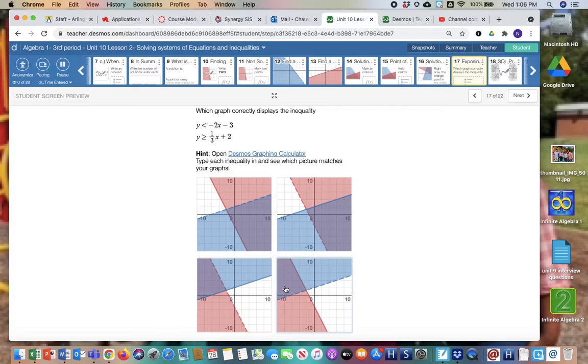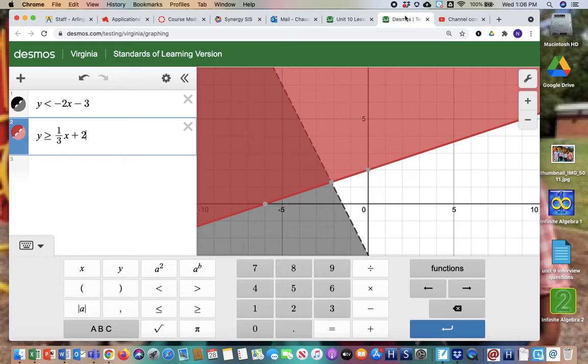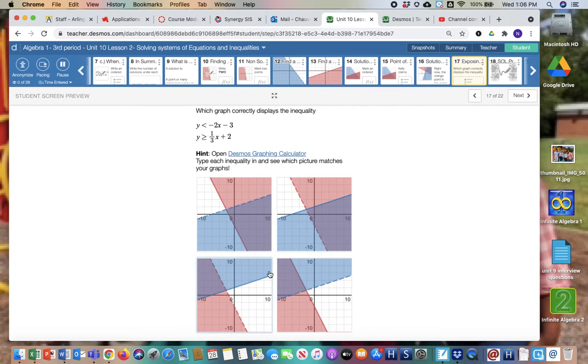Now, I like my bottom two scenarios. Let's make sure the dotted lines match up. So we need this line to be dotted, this line to be solid, this line's solid, this line's dotted. Which one matches up? So let's go back here. Solid line for the positive slope, dotted line for the negative slope. There we go. That's our answer right there.